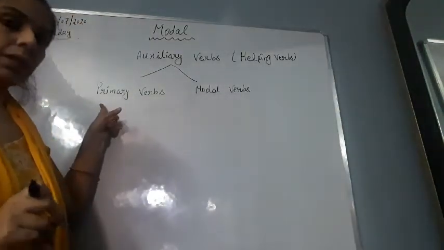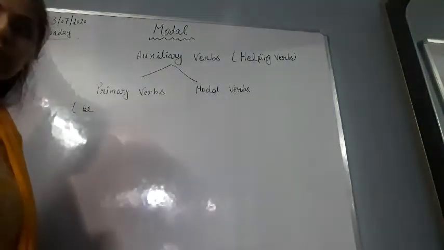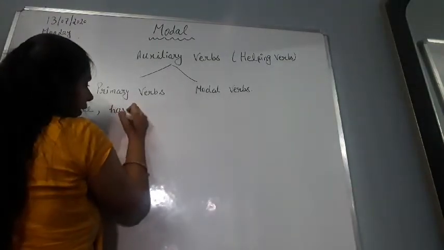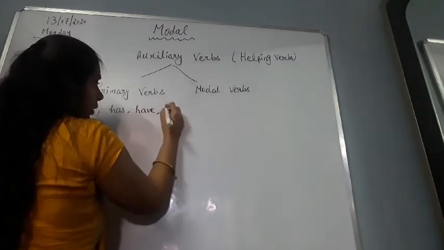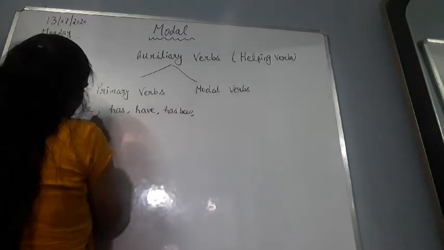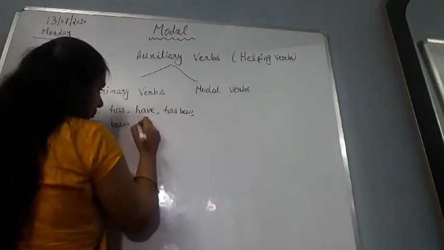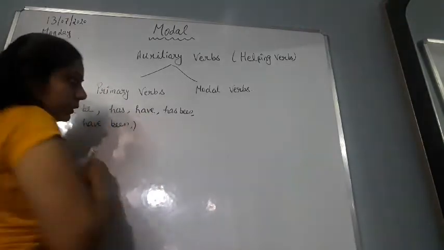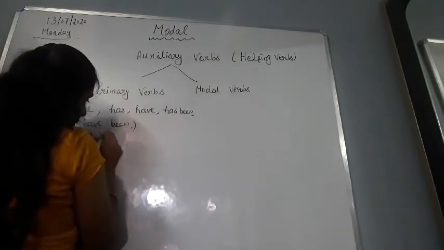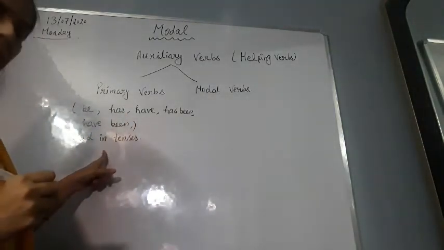Primary auxiliary verbs are be, means is, am, are, was, were, these kind of, and then has been, have been. Fine. These are which are used in tenses. Okay, which are used in tenses.